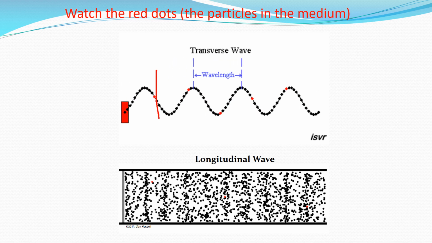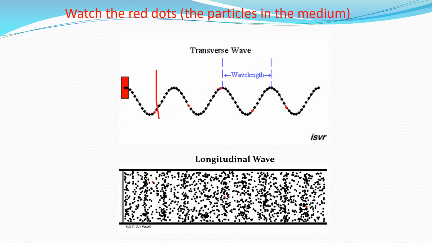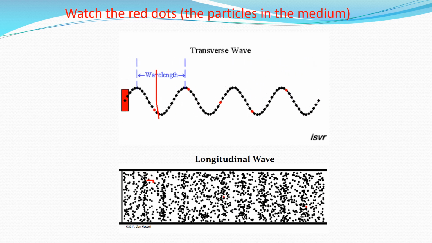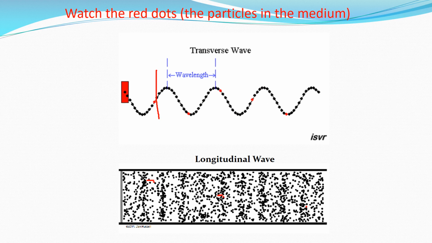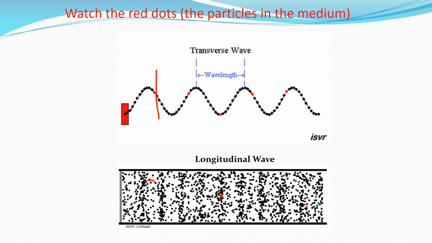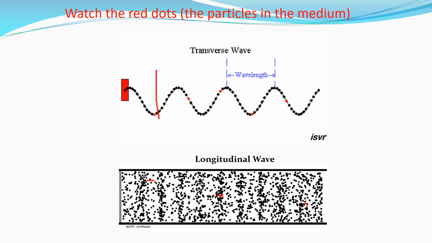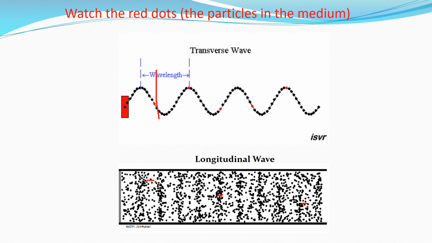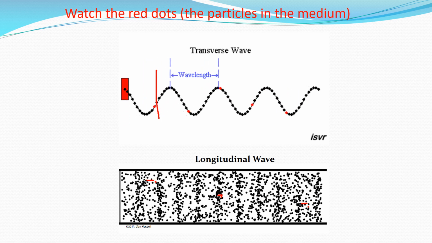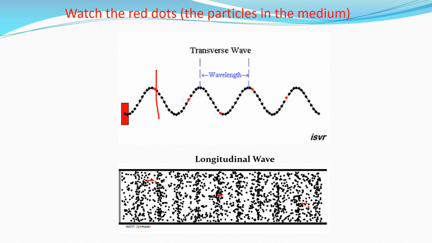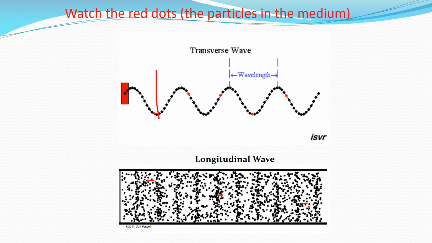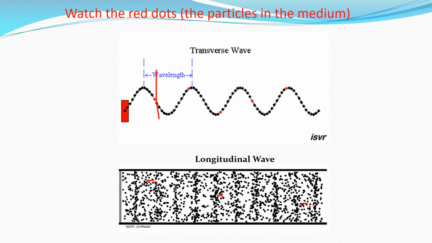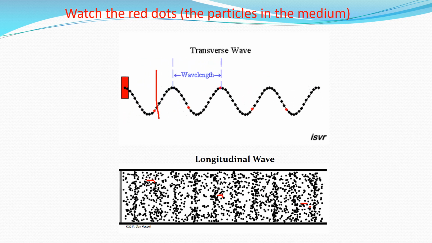Here, on the longitudinal wave, the particles are moving a little bit to the left and right, but they're not moving the entire way. So I'm trying to draw lines on the illustration there. You can see the particles moving back and forth, but they're not going all the way with the wave. So again, a transverse wave and a longitudinal wave are transferring energy but not mass.